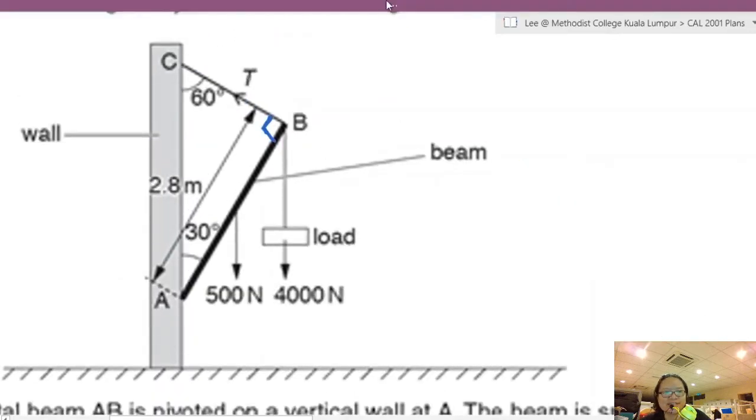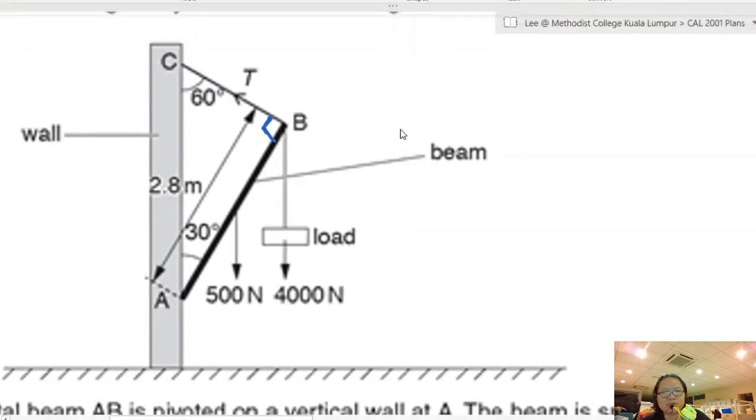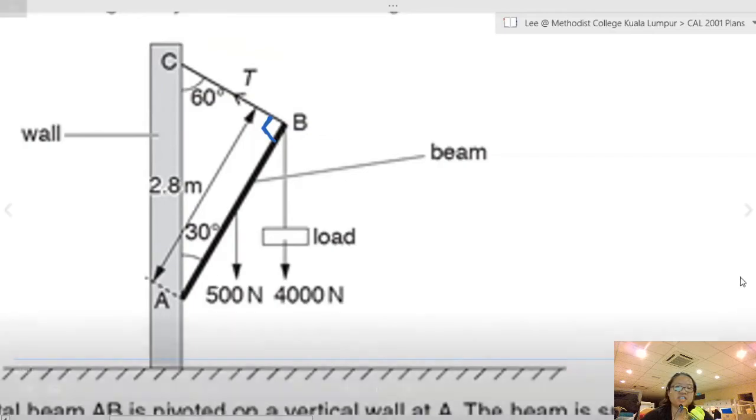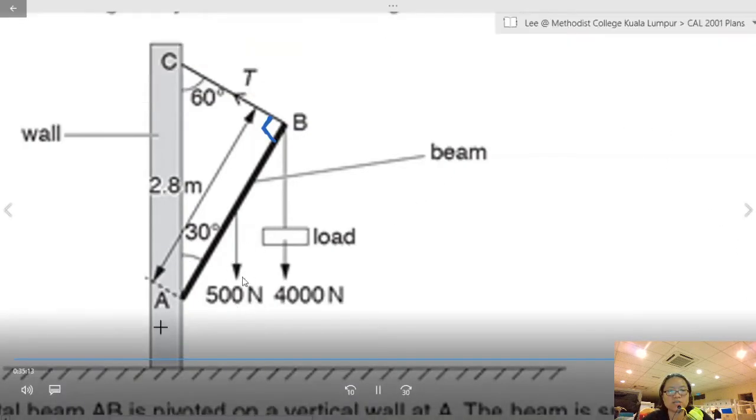Okay, so show that the T is 21 kilonewton. Okay, let's take moments about A. So we have a slight problem here because the distance between this 500 Newton and this distance is not perpendicular. If you want perpendicular distance, you have to use this horizontal arrow and this horizontal direction. So mafan.